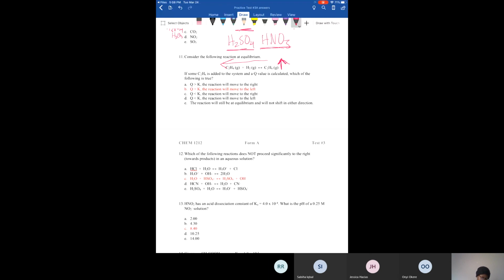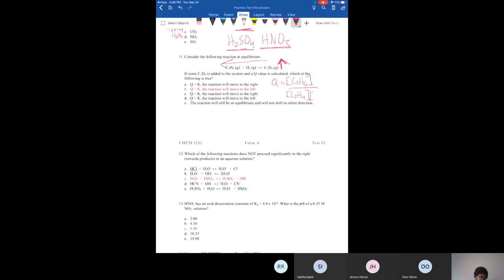So your Q is C2H6 over C2H4 times H2. Now the C2H6 concentration is going to be too big, so you're going to have to create more reactant in order to go back to equilibrium.